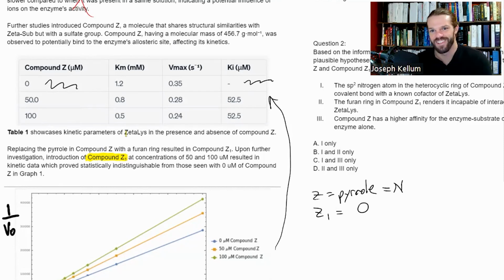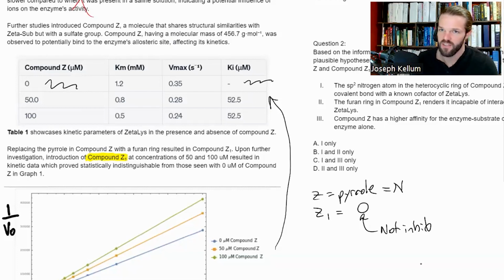All right, that's a lot of words, but fundamentally all it's saying is that compound Z1 doesn't do anything. Just reword it, and it's like compound Z1 is not an inhibitor. So let's say not inhibitor. So what that tells us, if we change the nitrogen out for an oxygen and that makes it lose its ability to inhibit the enzyme, is that this nitrogen here is important, right? So think about ways that that nitrogen could interact with, in this case, the allosteric site, right? Not the active site, because we've established it's not a competitive inhibitor. That is important for this passage.